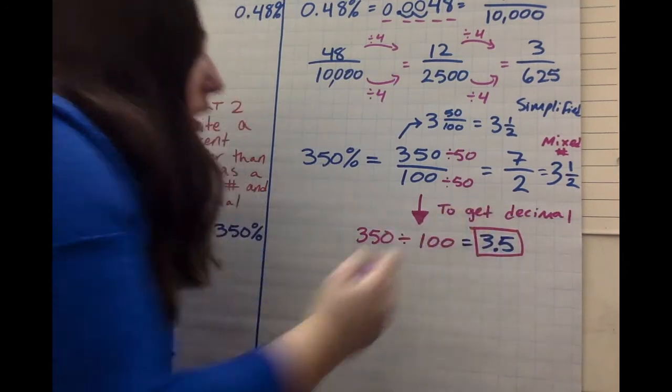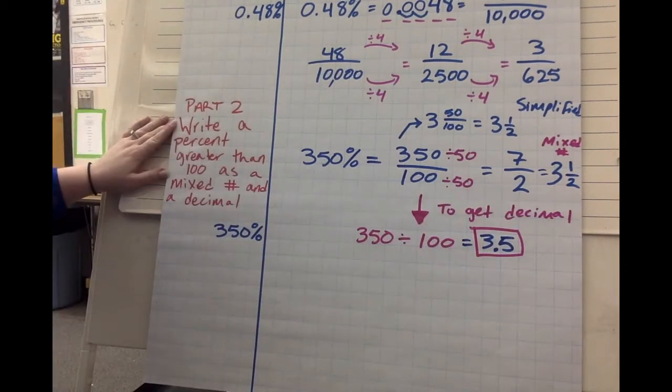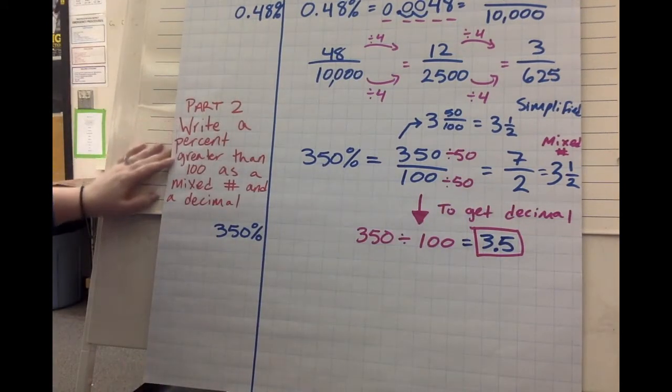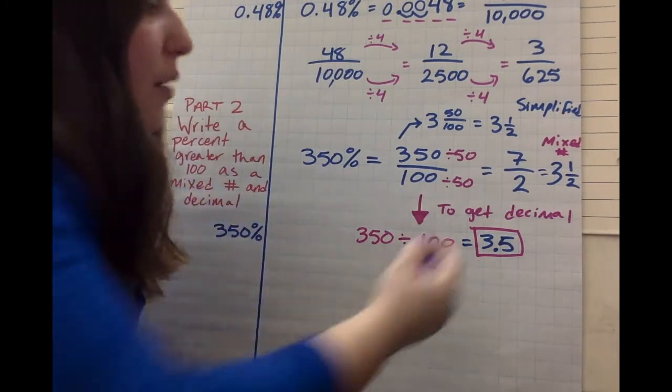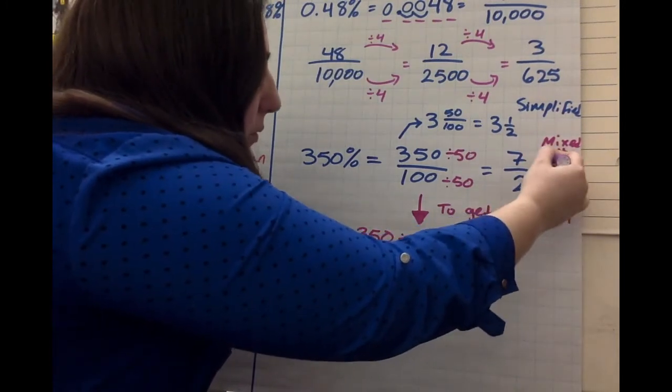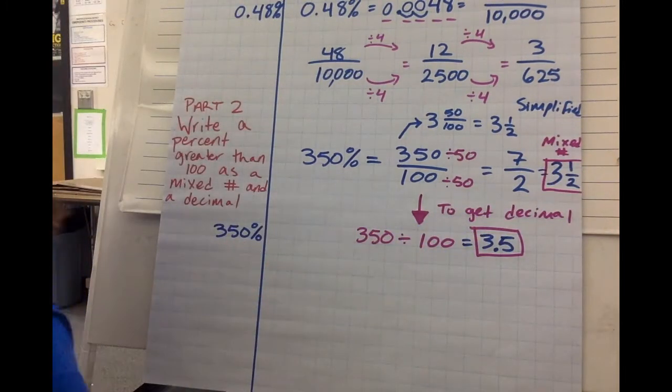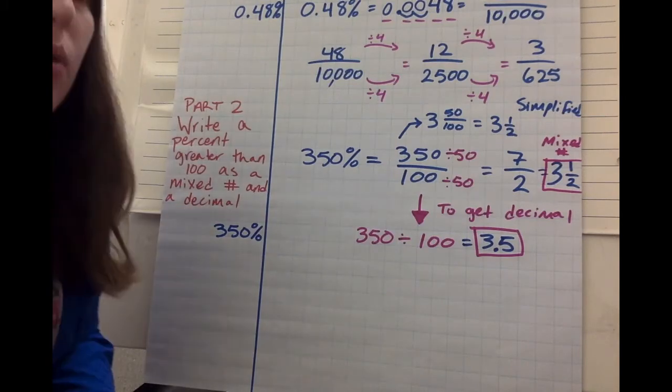So the question asked us, says write a percent greater than 100 as a mixed number and a decimal. So we did write it as a decimal and we did write it as a mixed number. So we answered both parts that the question was asking us.